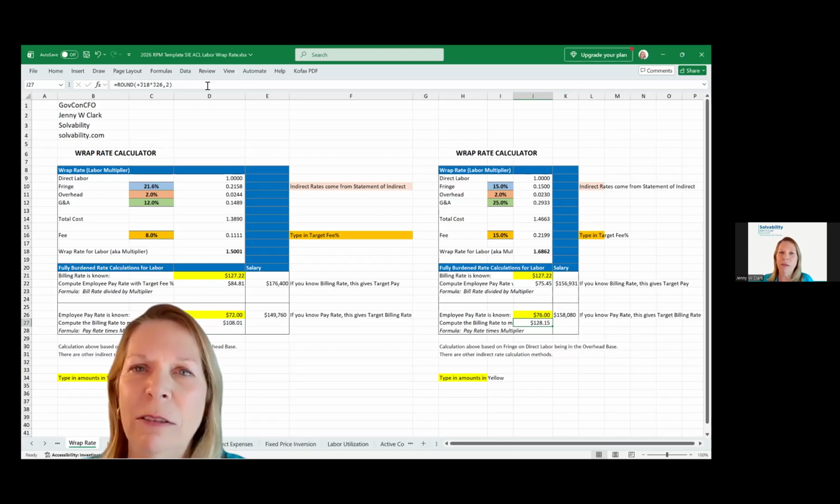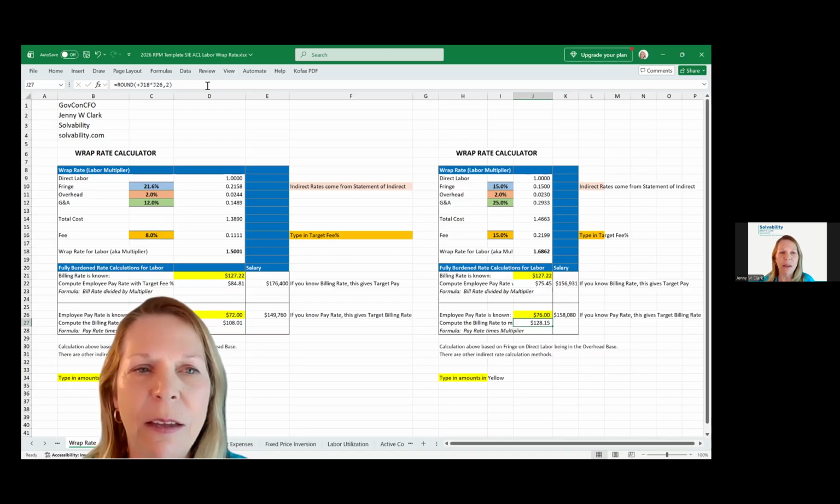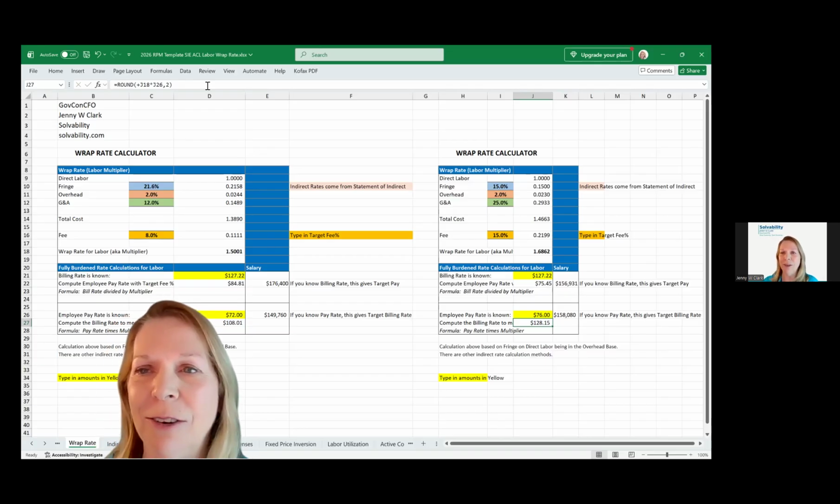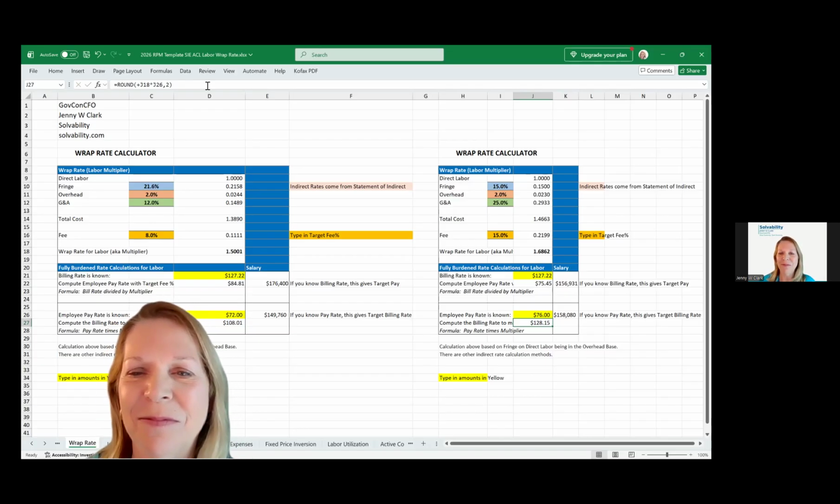And these are important to understand ranges, but on all of this, you don't have to understand all of this at once. So that's the wrap rate calculator. This is the basis for how pricing works in federal contracting, and it works this way in other industries. They just don't call it that.